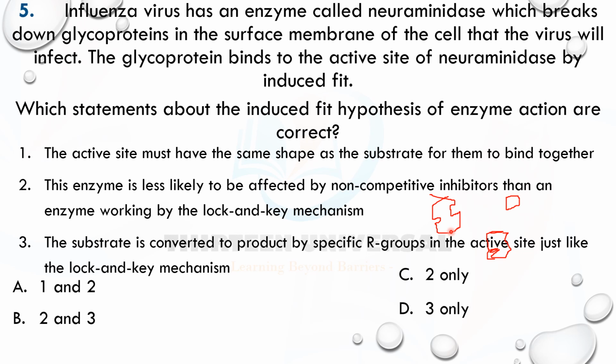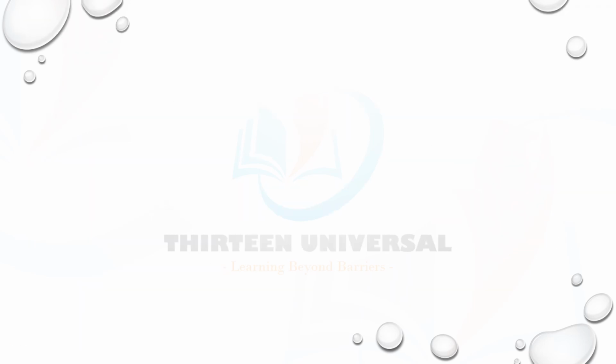It's the same. So 2 is not in the option. So we know that the answer should be 3. 3 says the substrate is converted to product by specific R groups in the active site, just like the lock and key. Yes. So there's this R group in the amino acid lining the active site of the enzymes. They form temporary bonds with the substrate, and that creates the ES complex. So the bond will either hydrolyze the substrate by mounting strain on it, or bring the 2 reactive groups together. So D is the only correct option here.